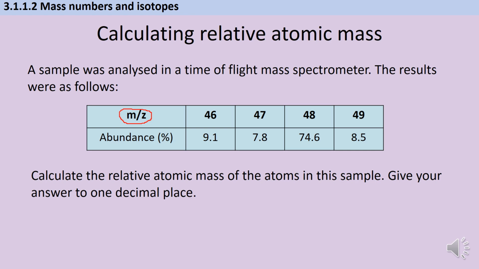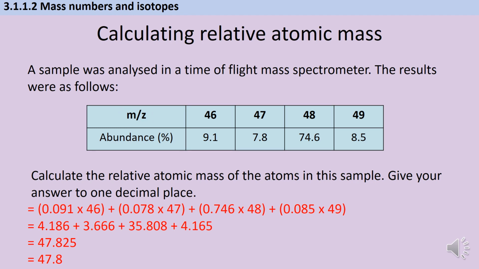So for each one of these 4 isotopes, we have an abundance. How much of the sample is made up of that particular mass number isotope? So we've got 9.1% of the isotope that has a mass of 46, and so on and so on. So all we need to do is work out what is 9.1% of 46 and 7.8% of 47, and so on and so forth.